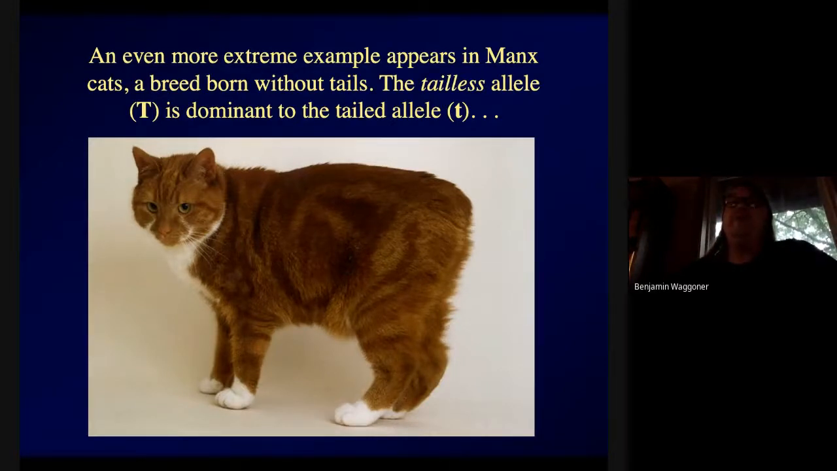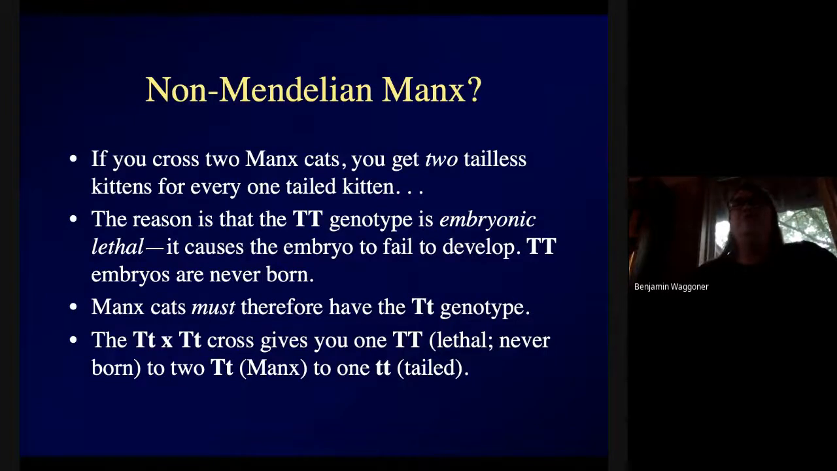Now, this is caused by a single gene with two alleles. Tailless, big T, is dominant to the tailed allele. The problem is if you crossbreed two Manx cats, you'll get two tailless kittens for every tailed kitten. And the reason is that the genotype big T, big T is embryonic lethal, meaning it causes the embryo to fail to develop. A fertilized cat egg with the big T, big T genotype will never be born. The embryo will stop developing and essentially be miscarried.